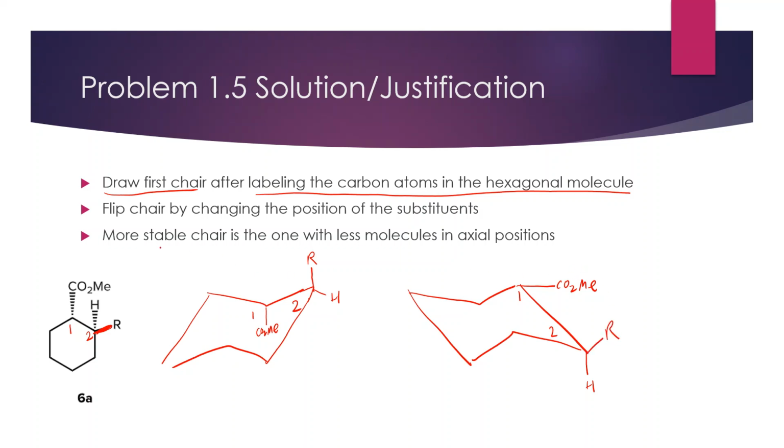So we can look at the more stable chair as the one with fewer substituents in axial positions. This first one has 2 in axial positions, the CO2Me and the R, while the second one has only 1 in axial, this little H, meaning that this second chair is the more stable one.